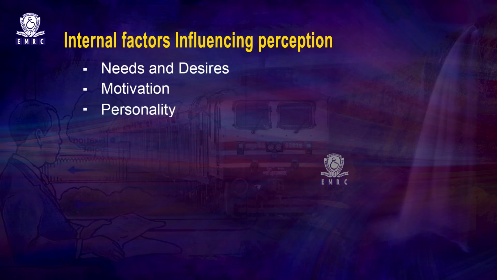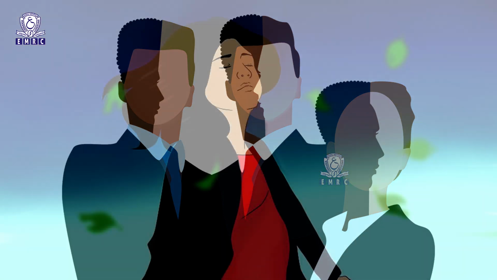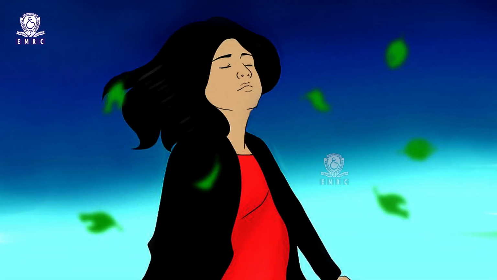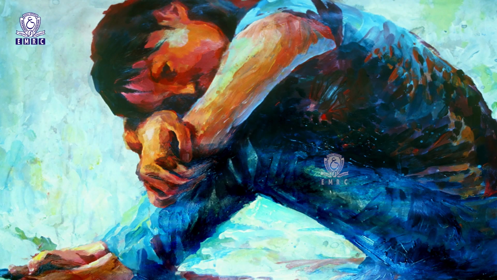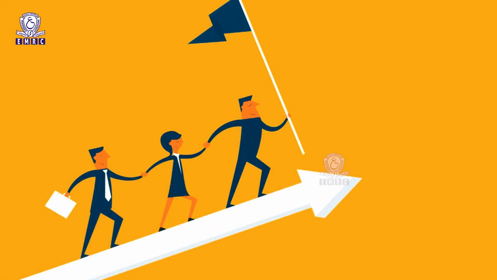Now, another factor is personality. Personality, as you know, plays an important role in influencing perception. For example, people who are optimistic tend to perceive things in a very positive manner, unlike pessimistic people who perceive negatives in every possible way. The same goes for people who are secure. They tend to perceive other people as warm and kind-hearted.